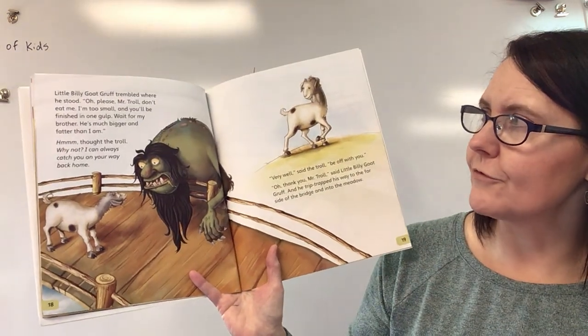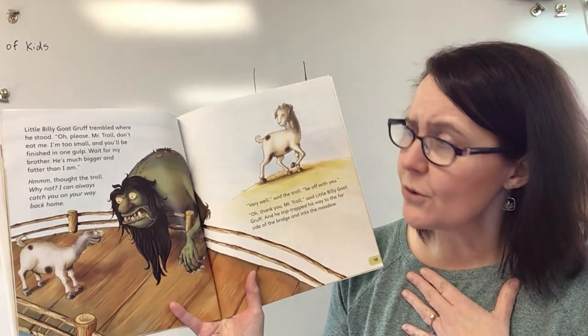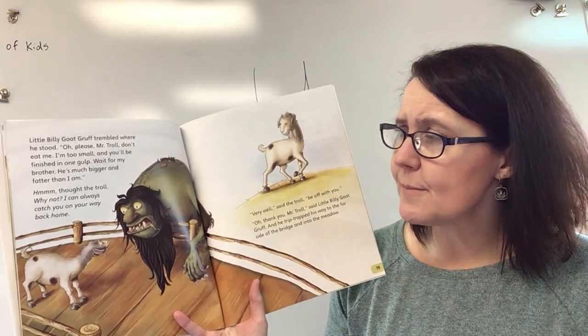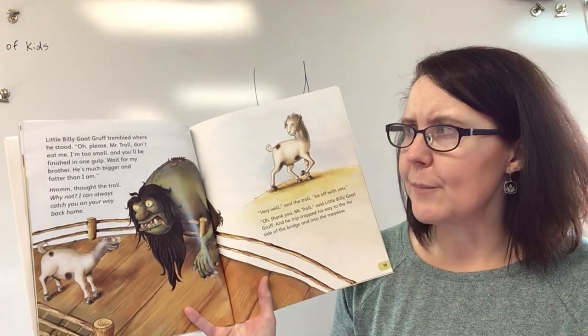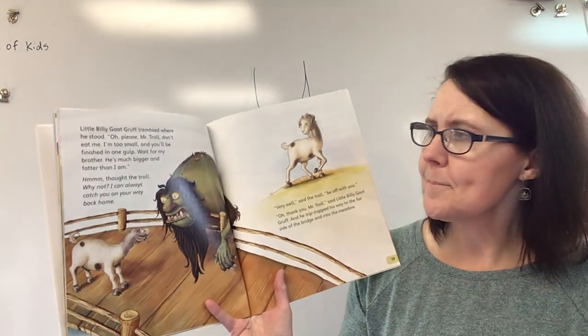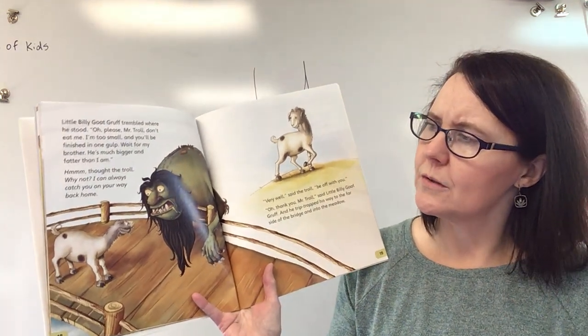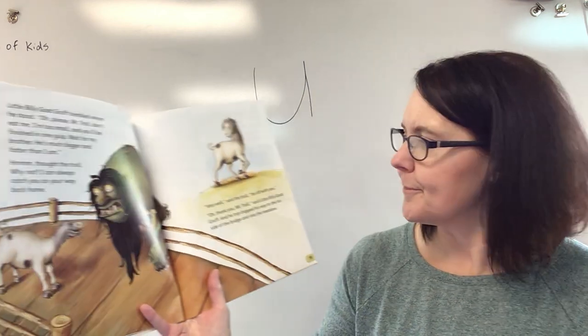Little Billy Goat Gruff trembled where he stood. Oh, please, Mr. Troll, don't eat me. I'm too small, and you'll be finished in one gulp. Wait for my brother. He's much bigger and fatter than I am. Thought the troll, why not? I can always catch you on your way back home.